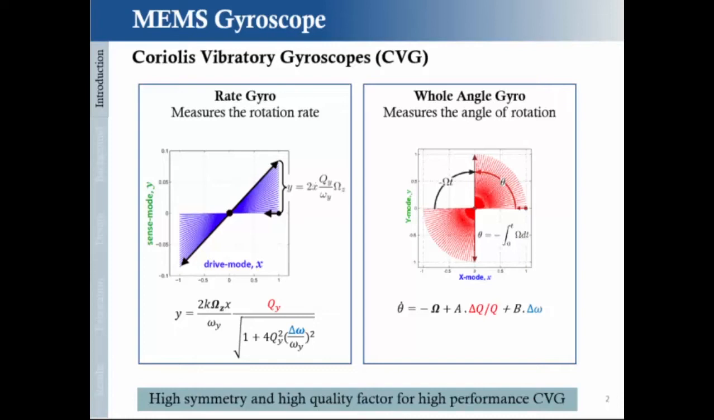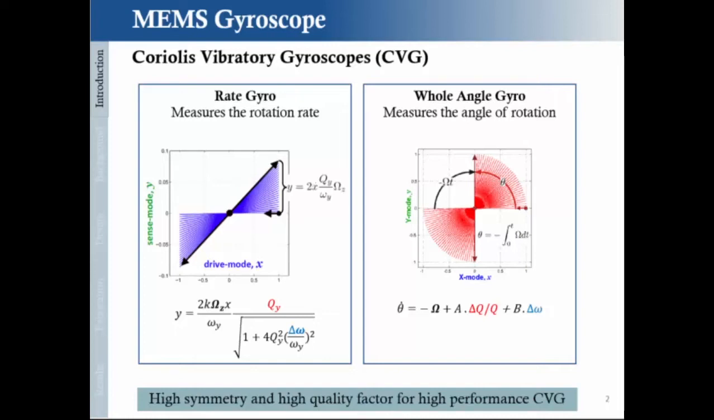And this mass-on-spring type system, if it has 2 degrees of freedom, can be instrumented to operate in what is called rate mode, a device measuring the angular rate of rotation, and whole angle mode. So this is the rate mode and whole angle mode.